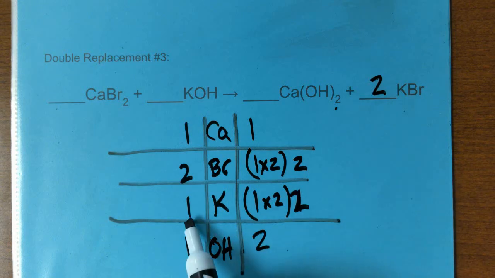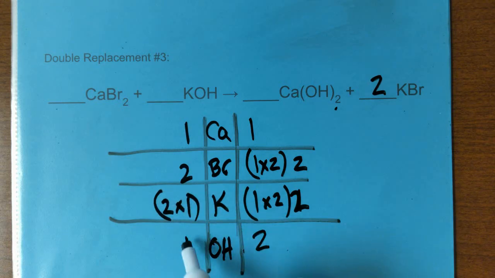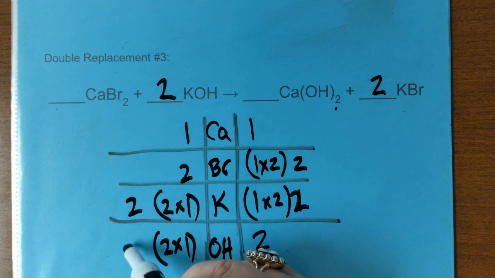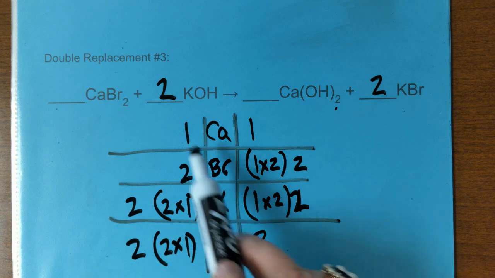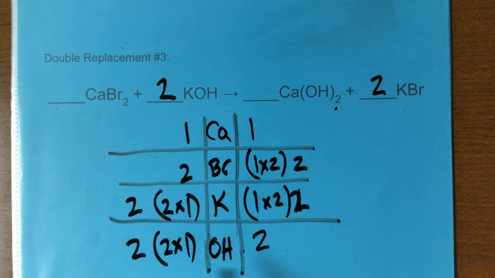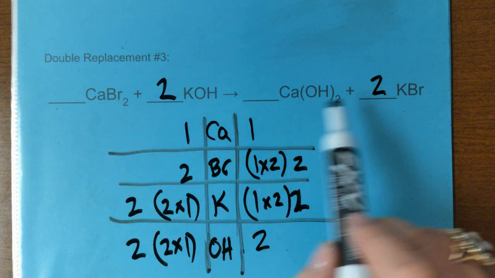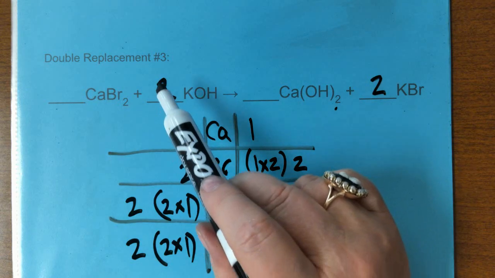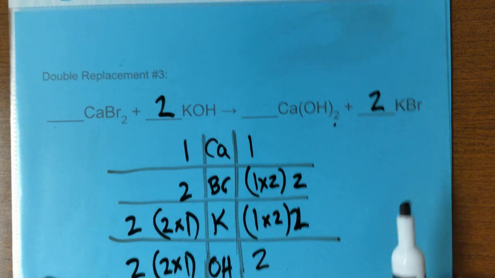Okay. I need to get 2 potassium on the reactant side. So I'm going to multiply potassium by 2. Find potassium, put a 2 in front of it, changes potassium to 2, but it also changes hydroxide to 2. 1, 1, 2, 2, 2, 2, 2, 2. I am balanced. Let's double check. 1 calcium, 2 bromide, 2 bromide, 2 potassium, 2 potassium, 2 hydroxides, 2 hydroxides. So I am balanced.